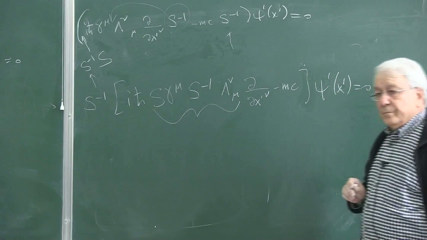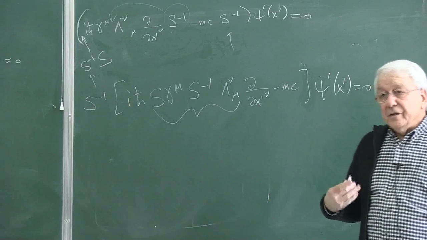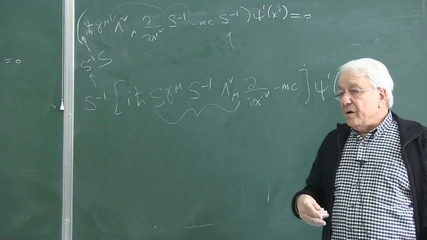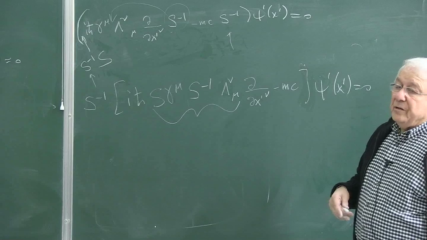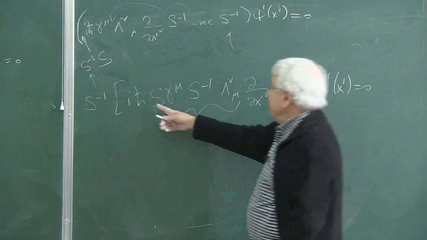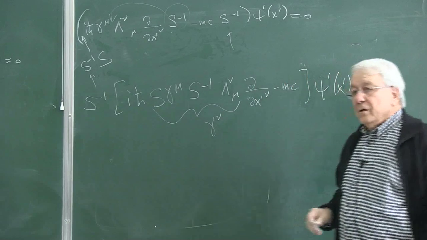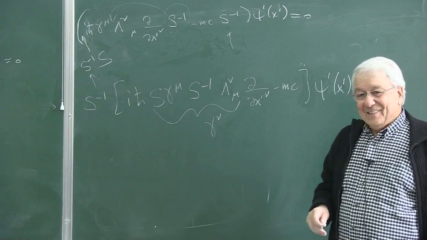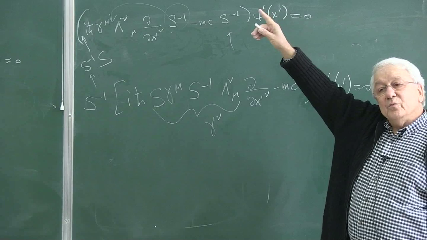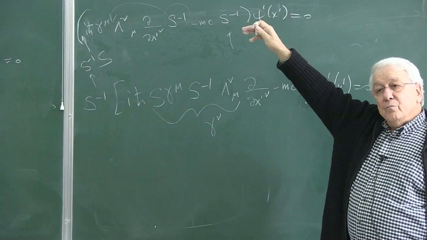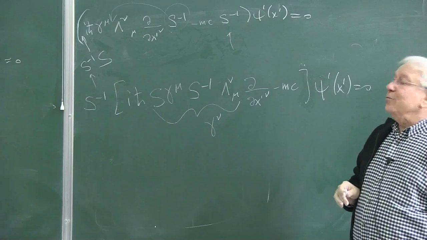Focus on this term. S is yet undetermined. I am trying to determine what S's are. Therefore, the S's should be determined in such a way that this combination is equal to gamma nu, if I want covariance. Isn't that so? I started with the unprimed equation. I am trying to move to the primed equation, that is, the equation in the K prime frame.